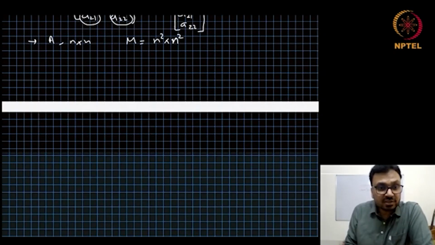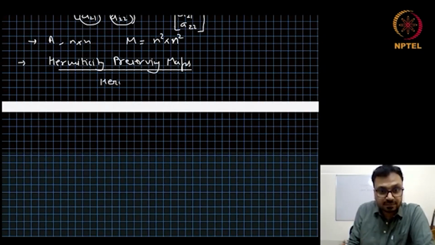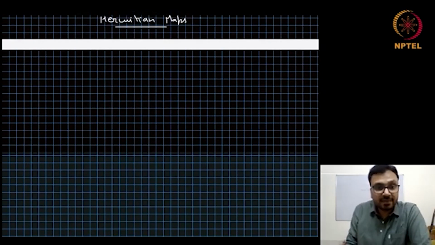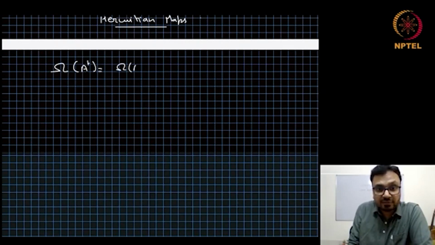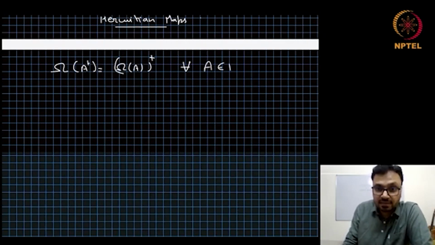Now, this is the general map. We are interested in more specific types of maps. The map we are interested in is the hermiticity preserving map, or we will call it Hermitian maps also. The definition of a hermiticity preserving map is a map omega such that omega of A dagger is omega of A, dagger, for all A in the set.